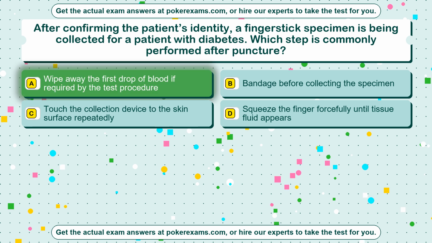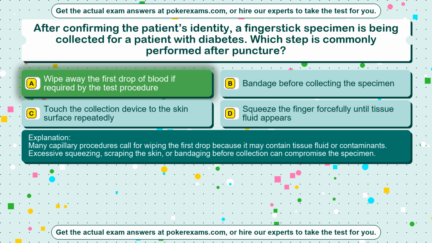The correct answer is option A. Wipe away the first drop of blood if required by the test procedure. Many capillary procedures call for wiping the first drop because it may contain tissue fluid or contaminants. Excessive squeezing, scraping the skin, or bandaging before collection can compromise the specimen.